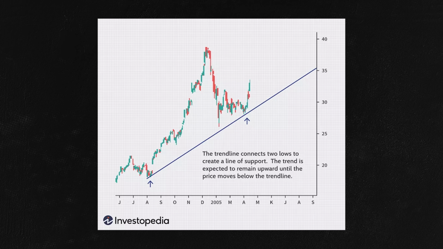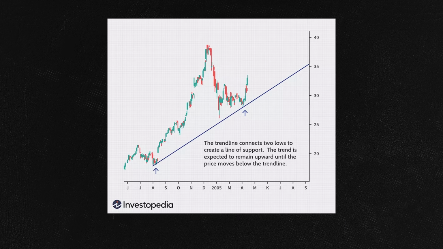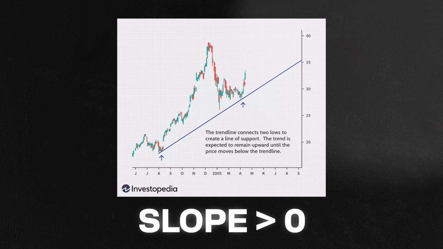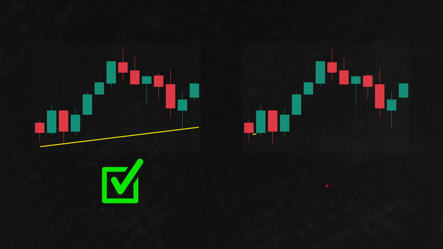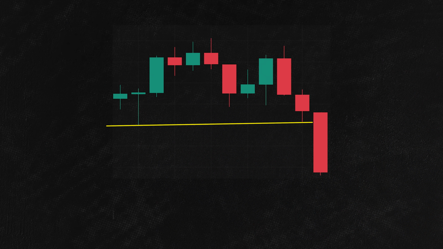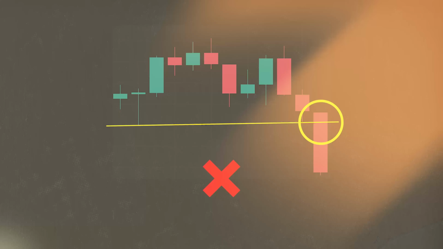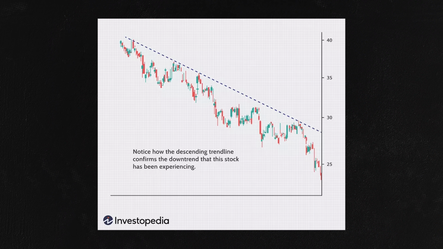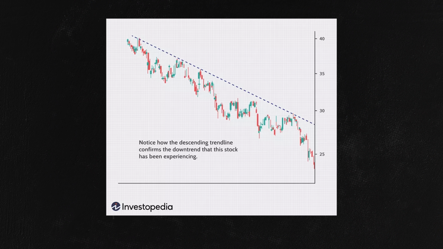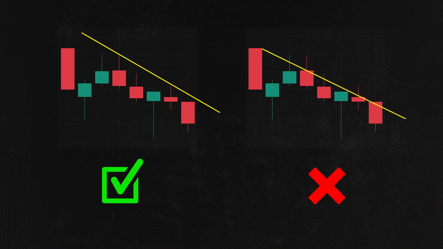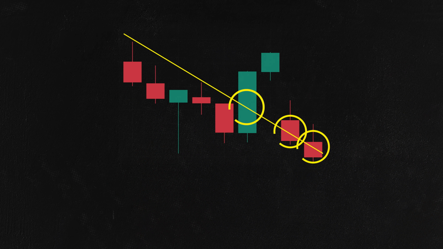Uptrend lines are drawn along the lows in a rising chart with a slope greater than 0. Always use the lows, not the closes of the bar, and if the line keeps getting pierced, it's invalid. Downtrend lines are drawn along the highs of the bar in a falling chart with the slope less than 0. Again, use highs, not closes. And if the line gets breached multiple times, throw it out.